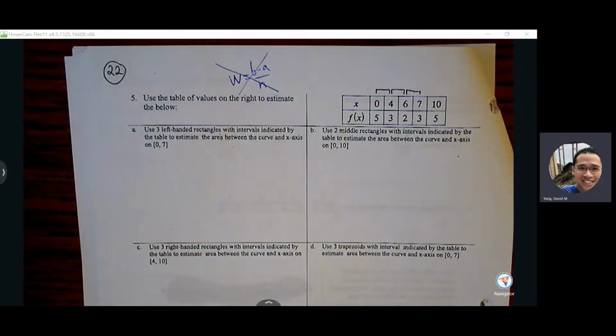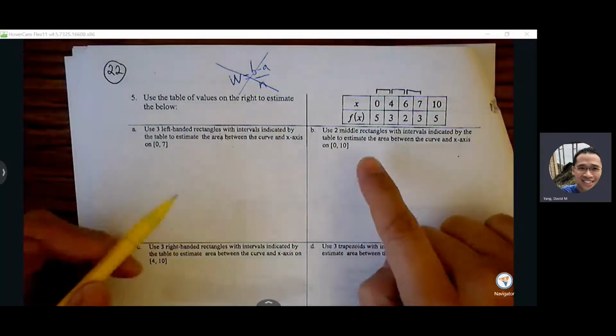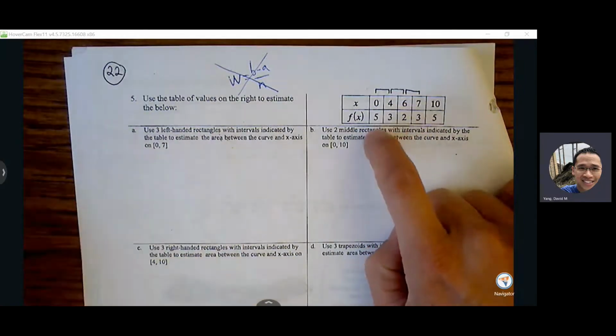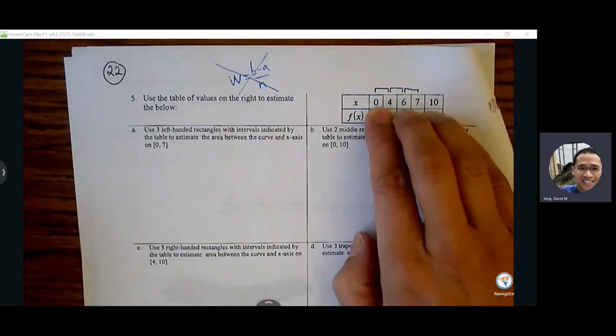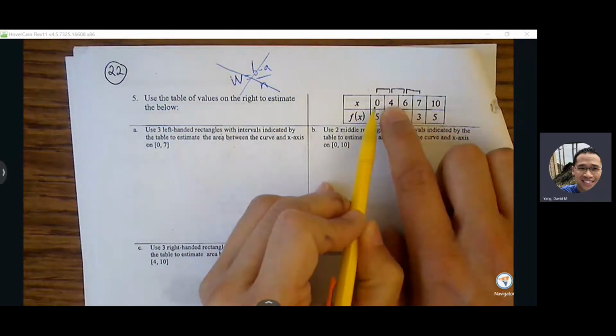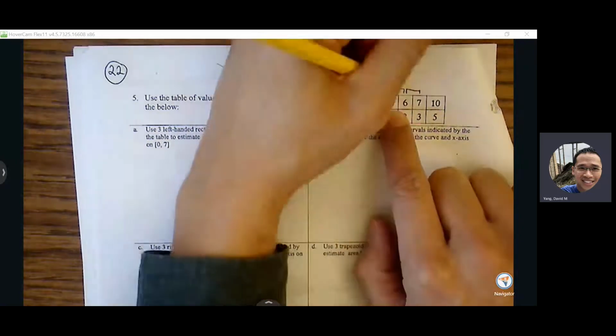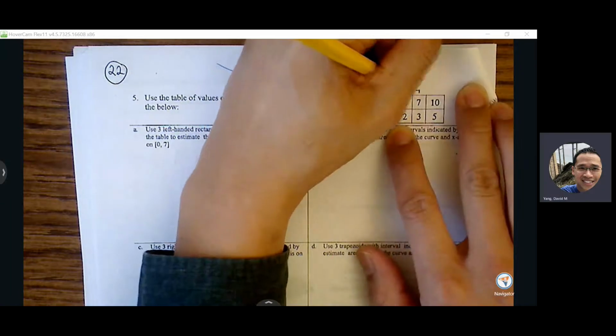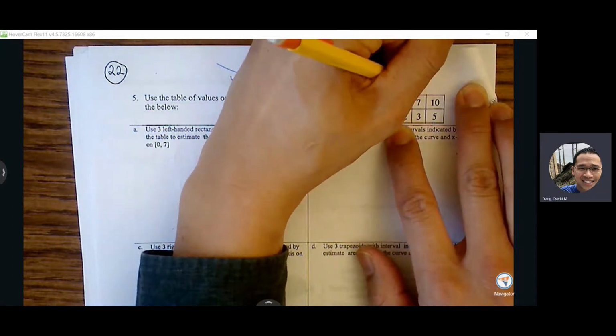Okay, good so far. So what we've drawn here is information that is going to give us width. We're only going to look at the top row here to get the width. And we're just going to subtract. Find the distance between these two values. So 4 minus 0 is 4. 6 minus 4 is 2. 7 minus 6 is 1.